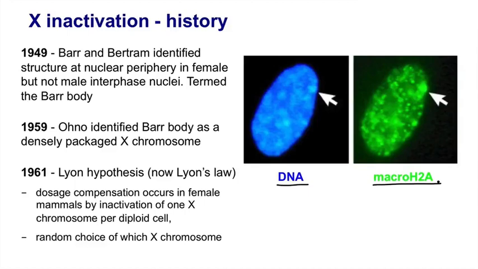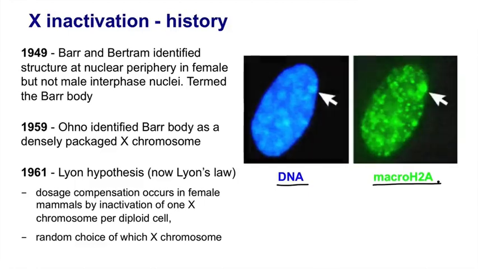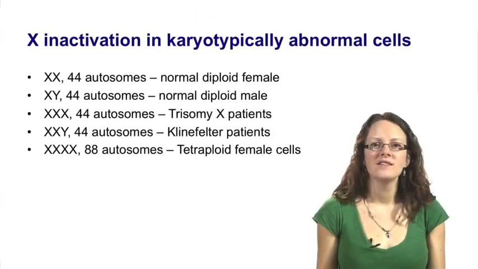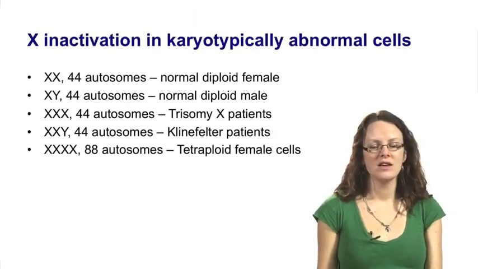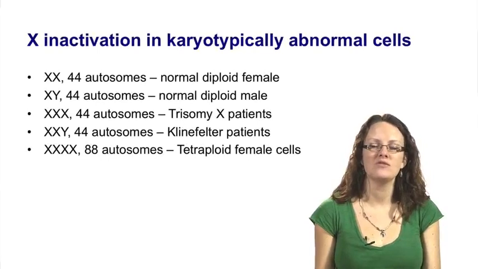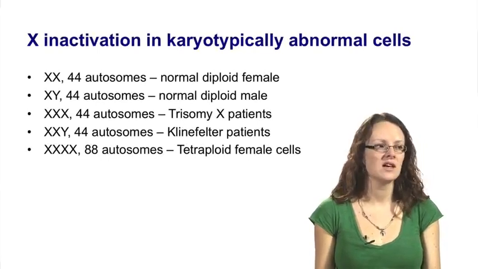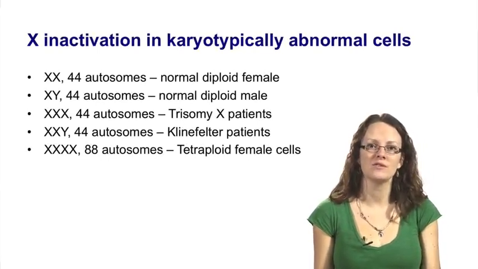So it's nice to think about how it was that Mary Lyon and also Tsuneko Ono were able to come up with their theory, Mary Lyon's theory of X inactivation and Tsuneko Ono's really amazing discoveries about the X chromosome. One of the ways they were able to propose this was because they looked in karyotypically abnormal cells, so cells that didn't contain normal numbers of chromosomes.